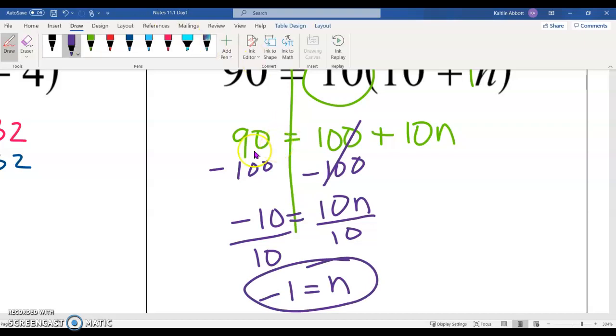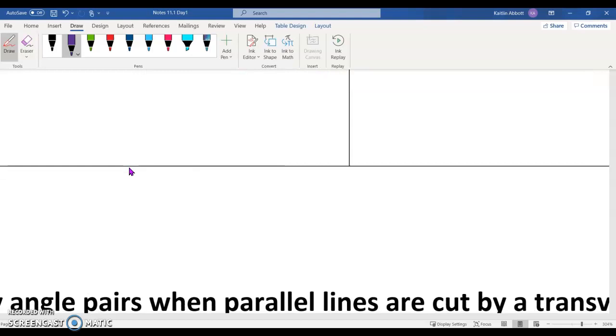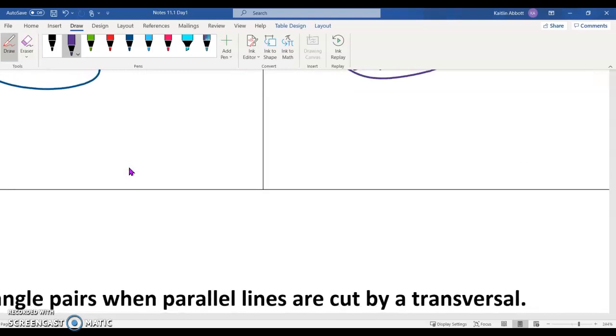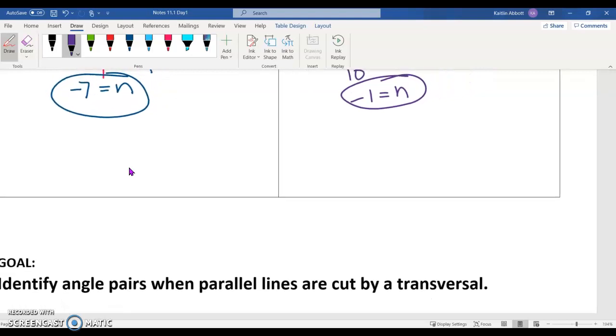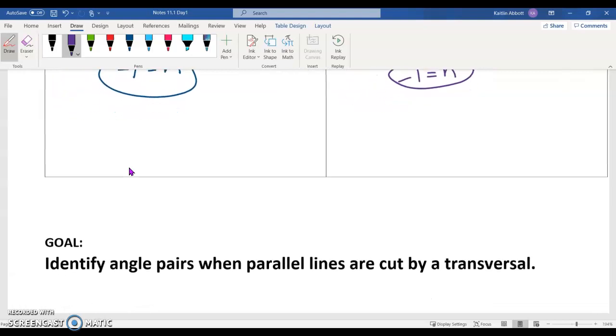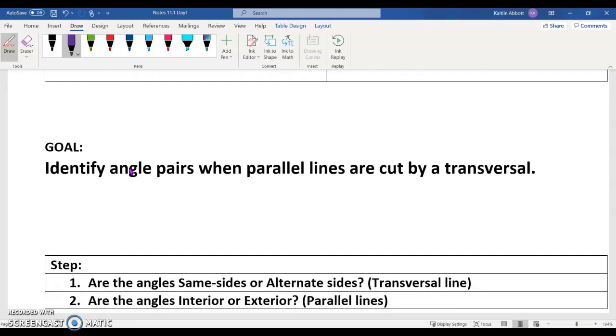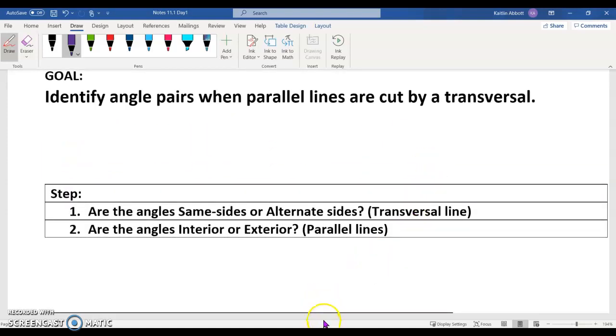Okay, so that is your problem of the day. We're moving on to some new stuff. We are done with graphs. Some of you might be happy with that. We are still sticking with some geometry things going on. So we are going to be identifying angles, and specifically angle pairs when parallel lines are cut by a transversal. These are some of my favorites.